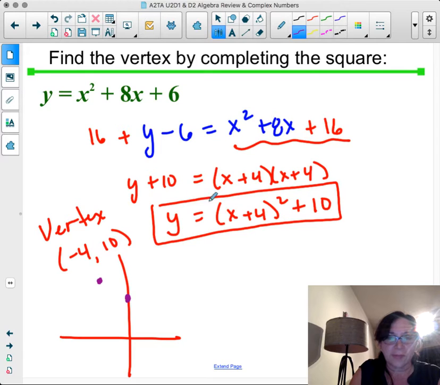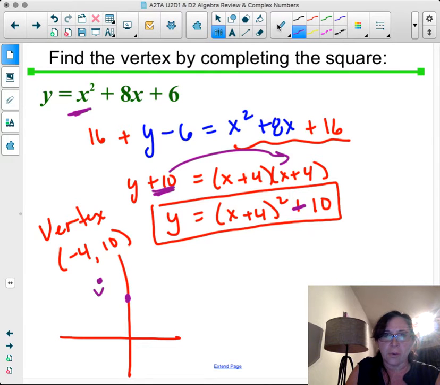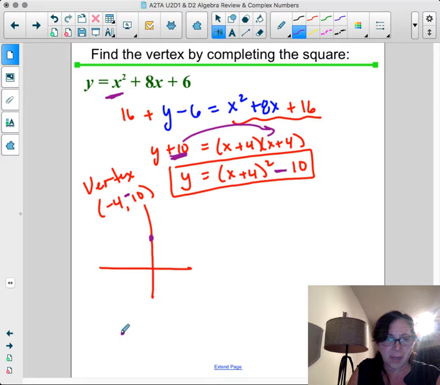Oh, I see what the problem is. When I took this positive 10 and I moved it to the other side, this should have been negative. The reason I was looking at my graph is that if this is my vertex and this is positive, my graph has to go up like that. And so I need to fix my graph a little bit. This should be minus 10, negative here. And so at -4, -10, I like that better. Because what that does is it gives me my vertex down here at -4, -10.